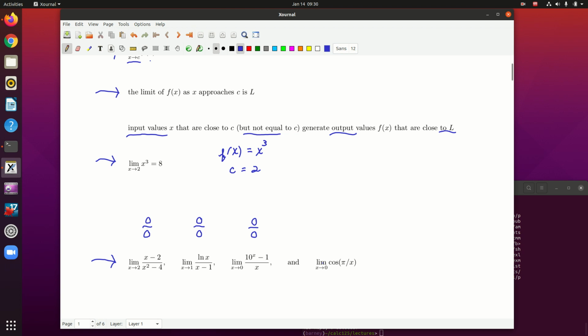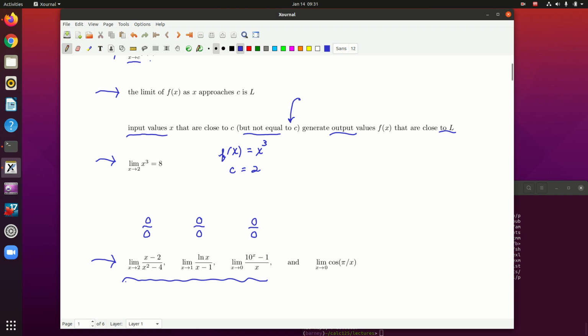So the idea is this is why we don't care about what happens at c, because the function may not even be defined there. And even if it is defined there, it's irrelevant. We want to know what happens when the inputs are close to c but not equal to c. So for these first 3 examples, we get this meaningless ratio 0 over 0, and we'll see when we start talking about derivatives, that's the kind of thing that always shows up, these 0 over 0s, and we need to figure out what's going on.